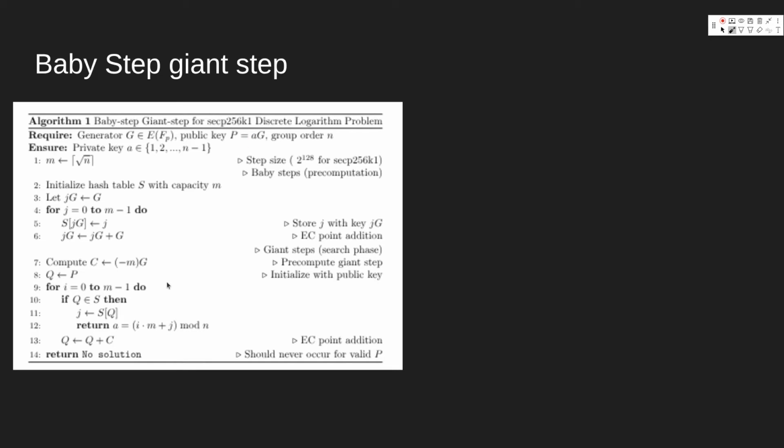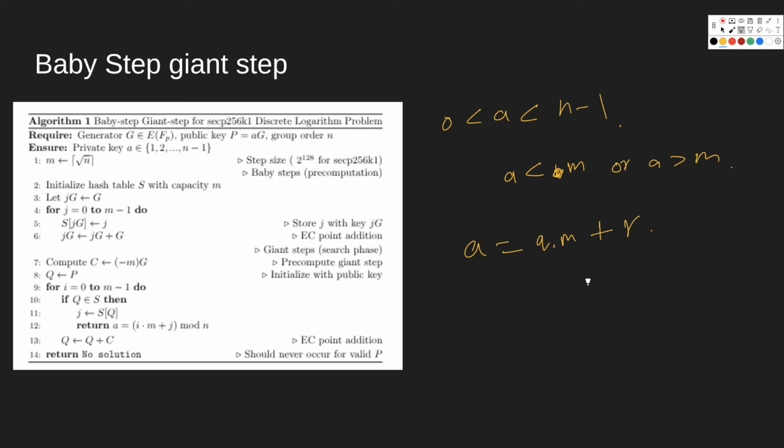Why should this algorithm work? The reason is any private key A should be of this particular form. A could be either less than m or greater than m. In any case, we can write A as some quotient i times m plus the remainder j. Here i will be the quotient and j will be the remainder. You can verify that j will be strictly less than m; j satisfies the remainder property.